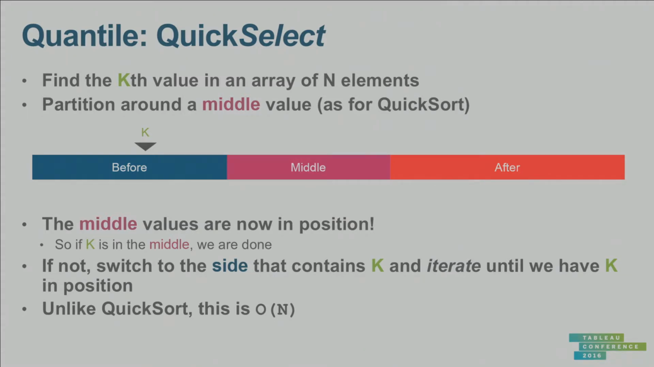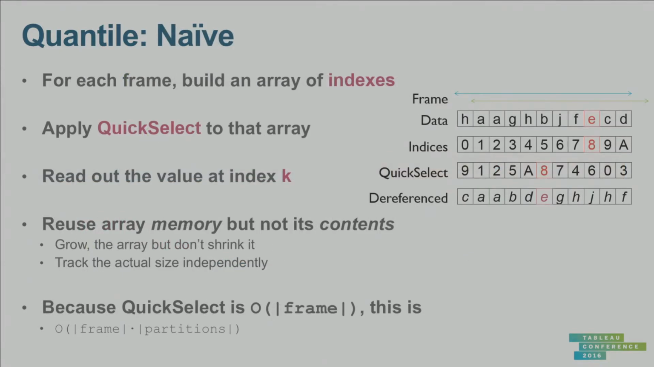So you partition around some kind of middle value, just like you do for quicksort. But now these middle values are already in position. So if k is in that range, the index is in that range, you can just pick that value out. You're done. But if not, you can tell which side of the middle your k is on, and then you can just switch to that one side and forget about the other side. And you just keep doing that until you've picked out the value that you want. This is order n, as opposed to n log n. So with these, we can now implement our quantile.